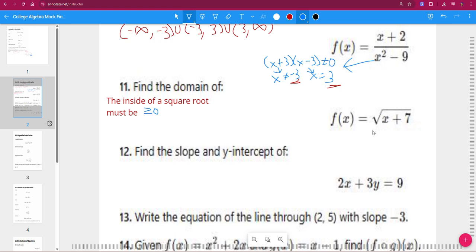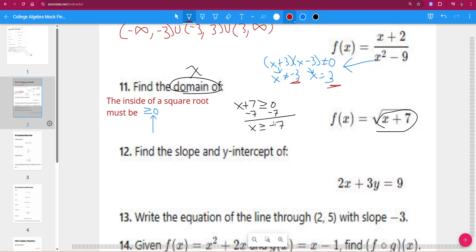I can't do the square root of negative numbers, right? So this greater than or equal to 0 is coming from the fact that I don't want to work with negatives in the domain of square roots. So here's what this would look like. I take x plus 7, what's inside of the square root, and I say that it must be greater than or equal to 0. Well, if I minus 7 on both sides, I'll isolate my x, because remember, domain is working with my x values. So x has to be greater than or equal to -7.